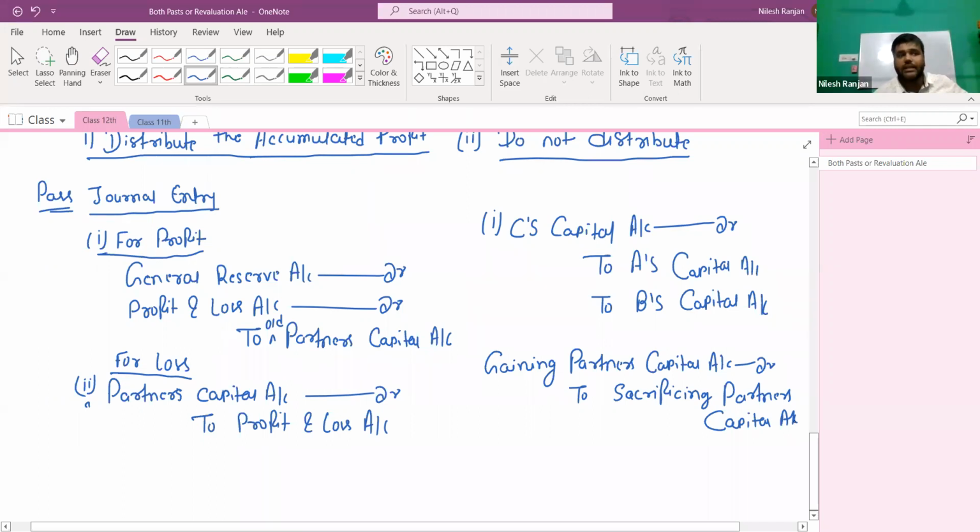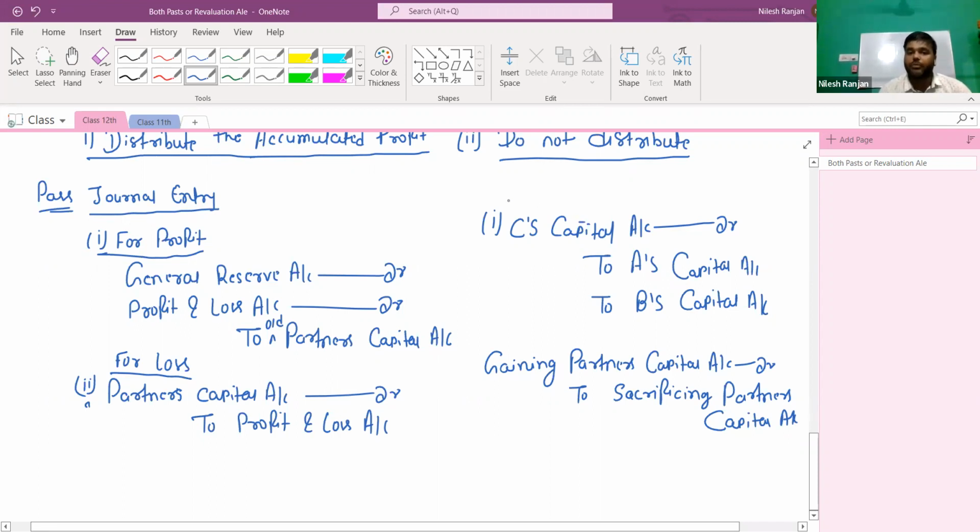That's why he is gaining partner. Gaining partner means whose ratio is increased in comparison to the old ratio. Yes, sir. So if the new ratio of an old partner is higher than their old ratio, then he is also a gaining partner. Then their name will be debited in this entry.